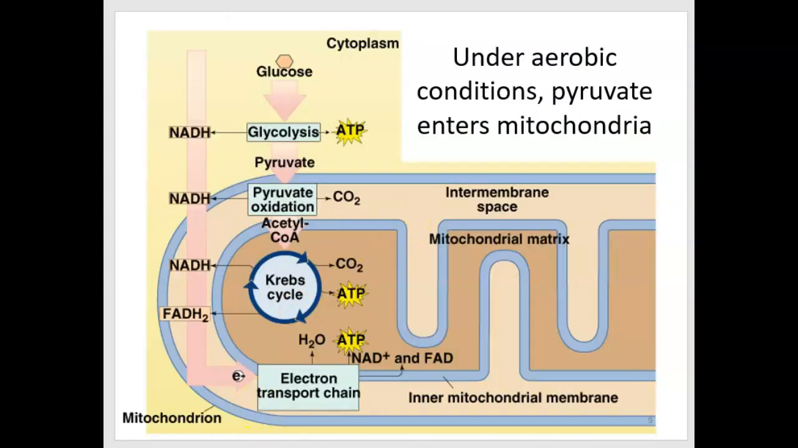Now, under aerobic conditions, that means when oxygen is around, that pyruvate will cross the outer membrane of the mitochondria, go into the intermembrane space, and be changed. It'll undergo pyruvate oxidation. That's what will happen. So pyruvate oxidation involves losing electrons and ultimately making carbon dioxide. So we're going to look at that just a bit.